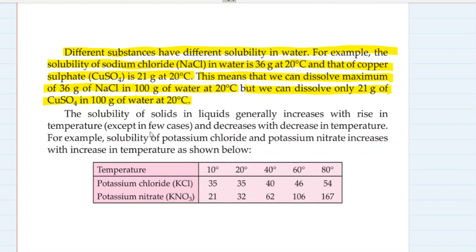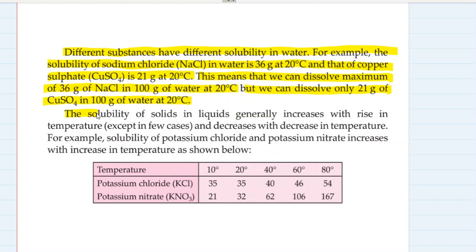Okay? So solubility is always mentioned in grams of solute, quantity of solute or mass of solute in grams, at a given temperature of water or solvent. And for a given mass of solvent, that is 100 grams always.